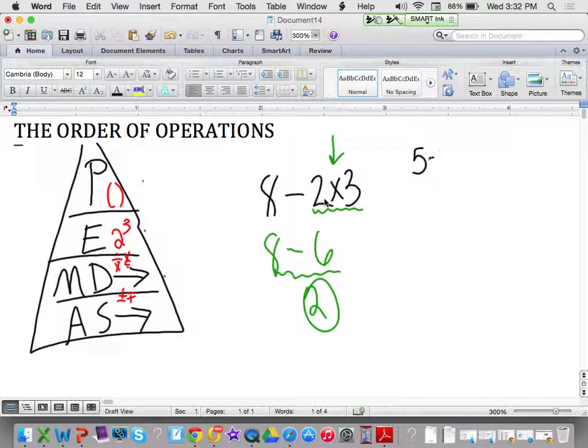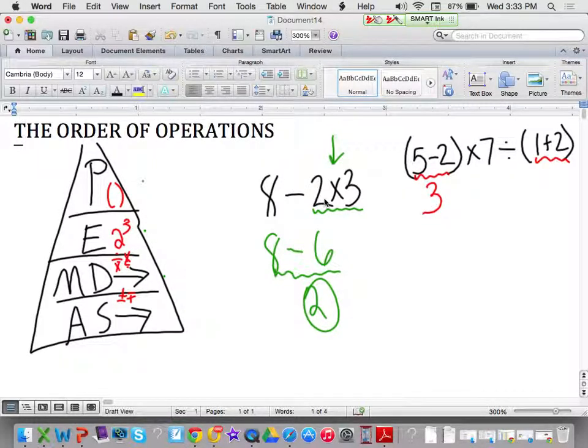Let's say we have 5 minus 2 in parentheses, times 7, divided by parentheses 1 plus 2. All right, so first thing I need to do is check my order of operations. Do I have any parentheses? I sure do. I actually have 2 sets of parentheses here. So I need to do 5 minus 2 is 3. 1 plus 2 is 3.